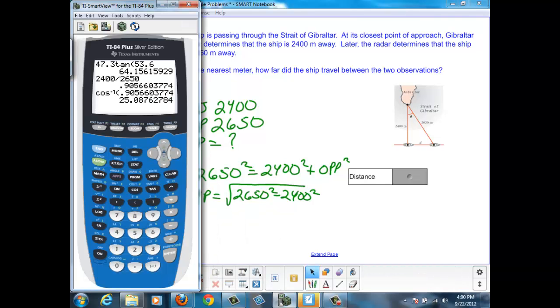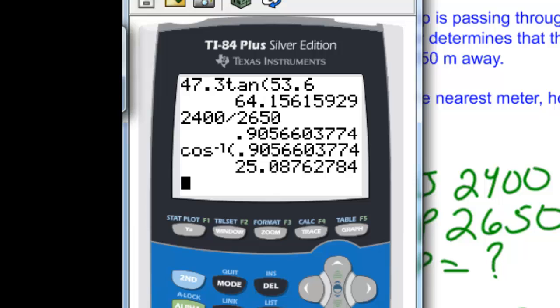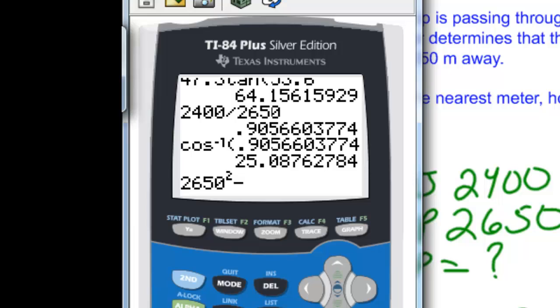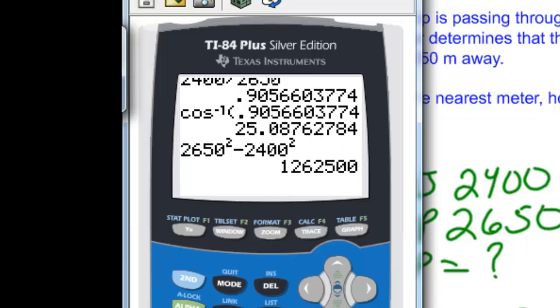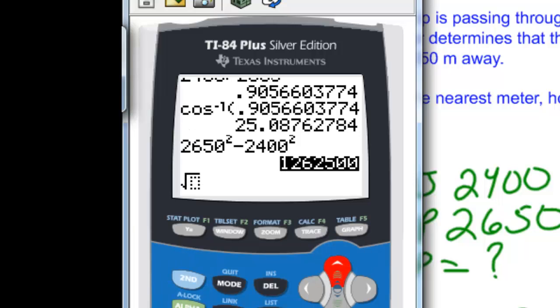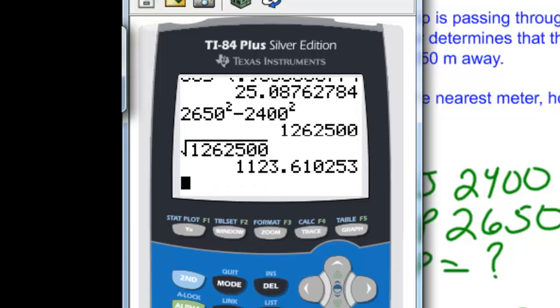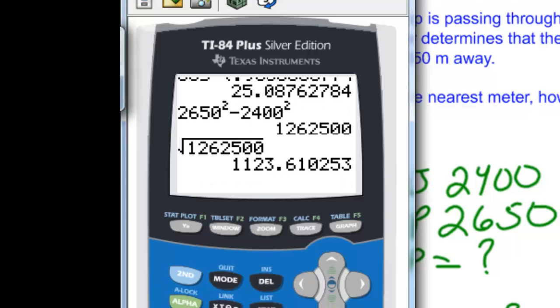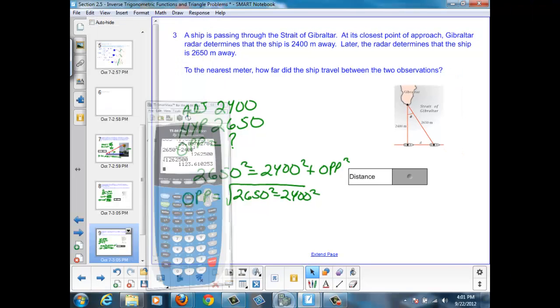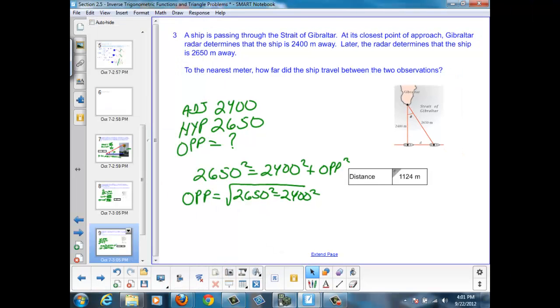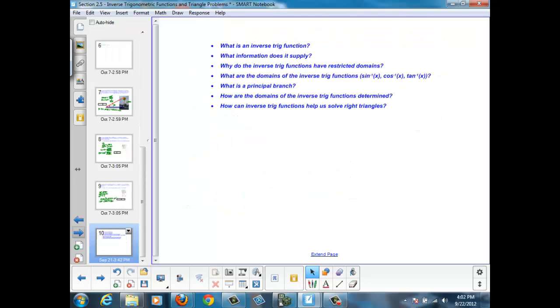Pull out our trusty calculators again. 2650 squared minus 2400 squared. And take the square root of our answer and hit enter. Rounded to the nearest meter, our answer should be 1,124 meters. To recap, you should be able to answer these questions now.